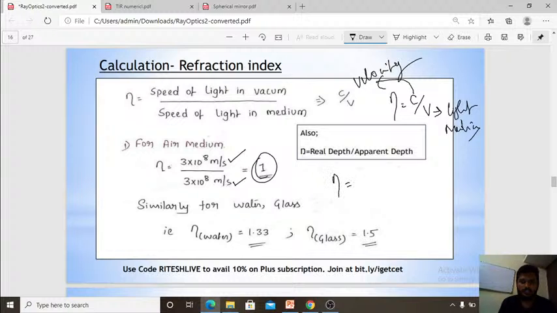For glass or water, C is constant, 3 into 10 to the power 8, and here the speed of light will be slower. In water it may be around 2.25 into 10 to the power 8, and then you get 1.3 something. In water it is a constant, it has some value. Similarly for glass, it is 1.5. So these are the different values of eta, the refractive index of different media.